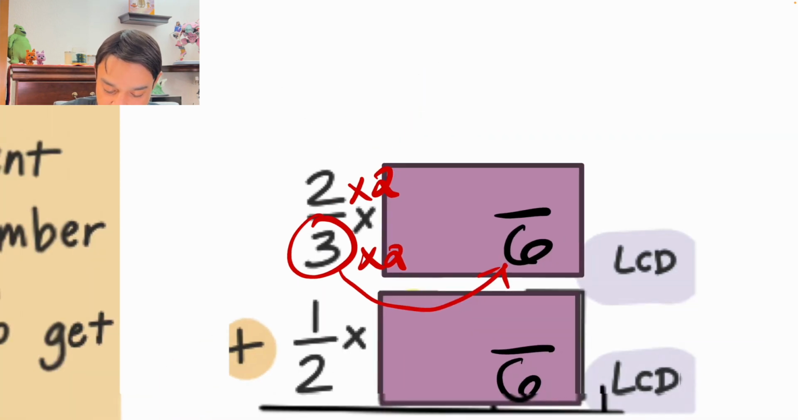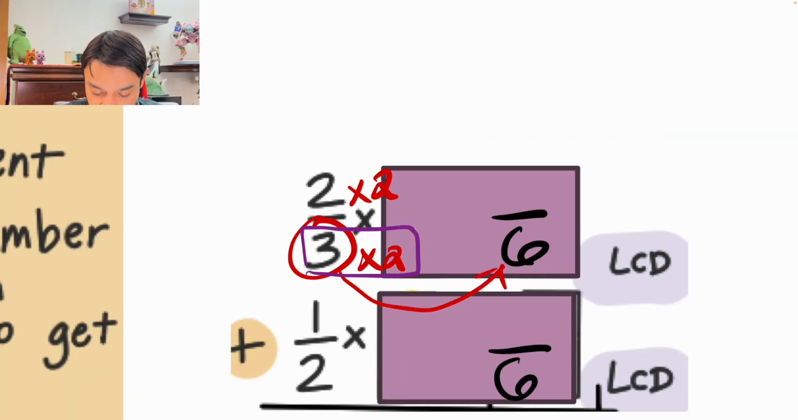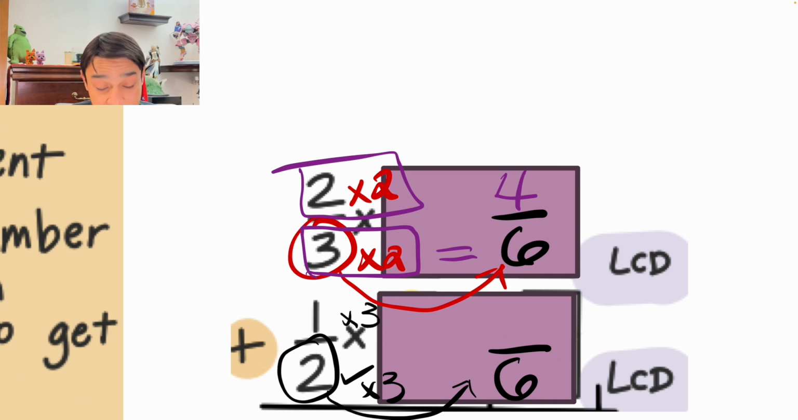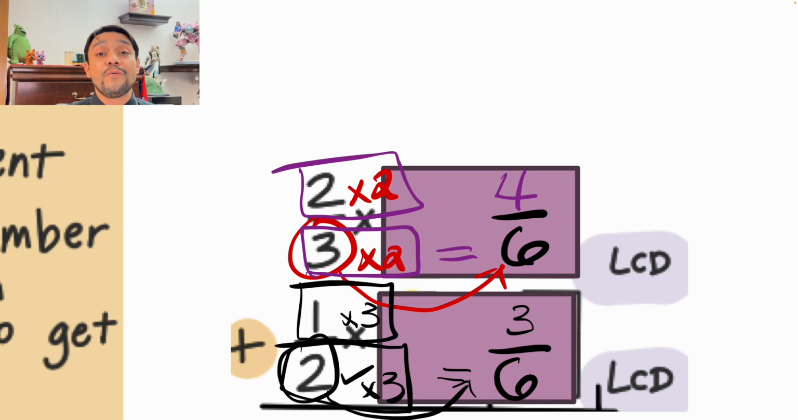Now, our new denominator, 3 times 2, well, that gives us 6. All right. Now, our new numerator, 2 times 2, well, that gives us 4. So instead of 2/3, now we have 4/6. Now we're going to go to our next one, 1/2. How do we get from 2 to 6? Well, times 3. Whatever you do to the bottom, you have to do to the top. So our new denominator, 2 times 3, well, that's 6. So we're good. Now our new numerator is 1 times 3, or 3.